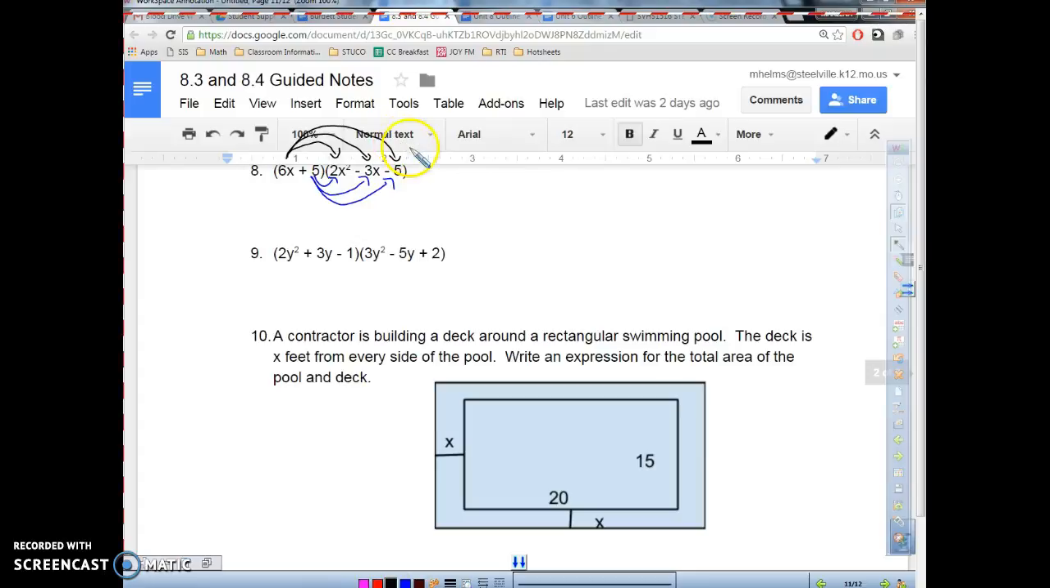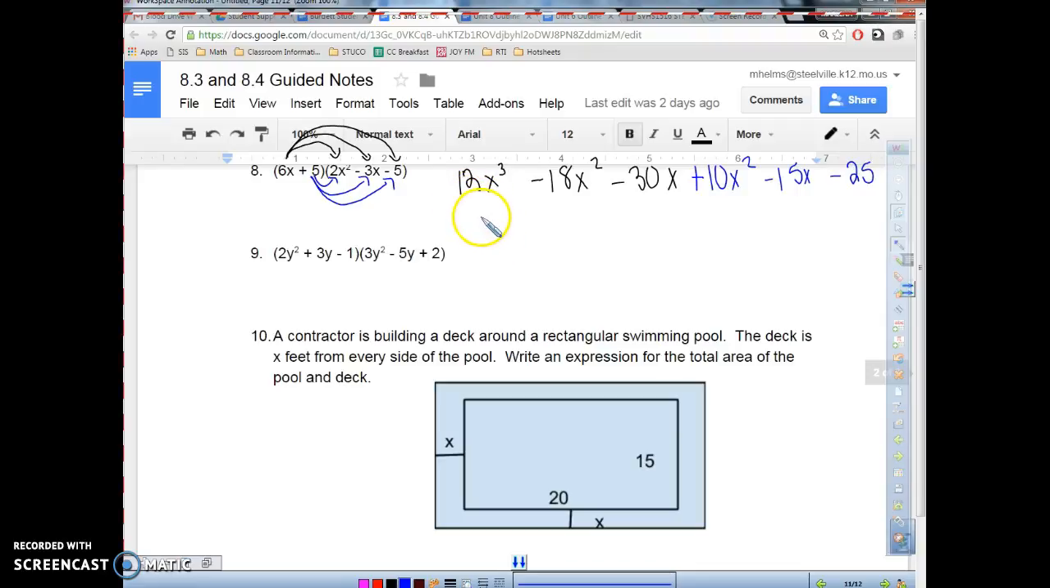So first the 6, so 6x times 2x squared, so you have 12x cubed. Then you have 6x times negative 3x, so you have negative 18x squared, minus 30x. Then you've got to come back and distribute the 5, so plus 10x squared minus 15x minus 25.